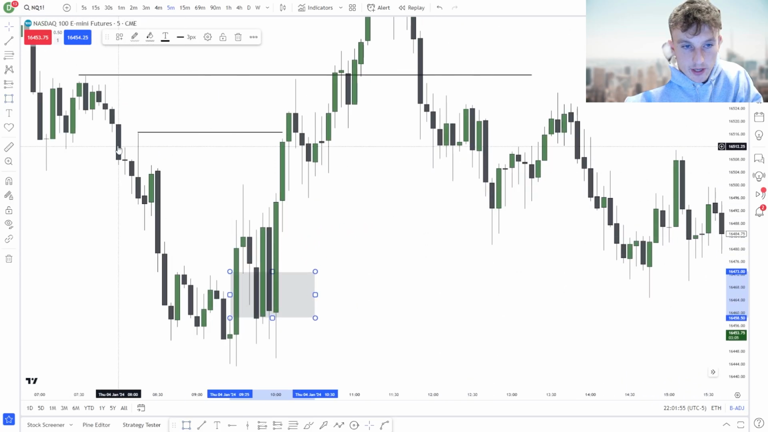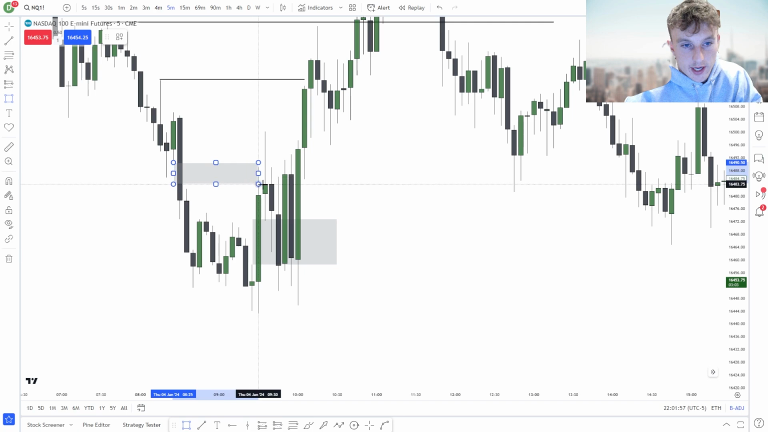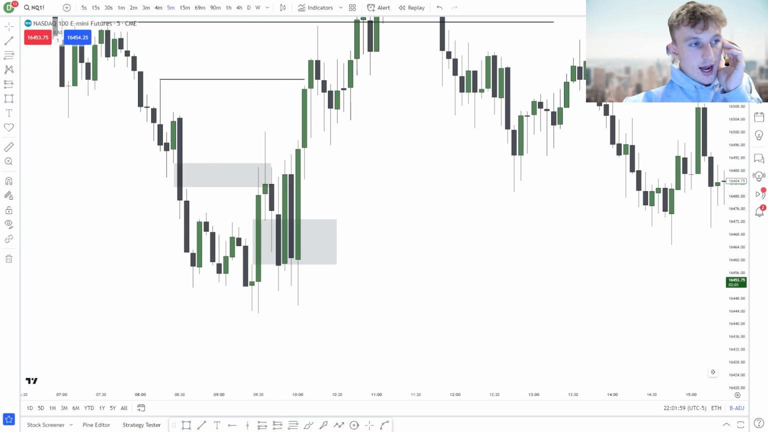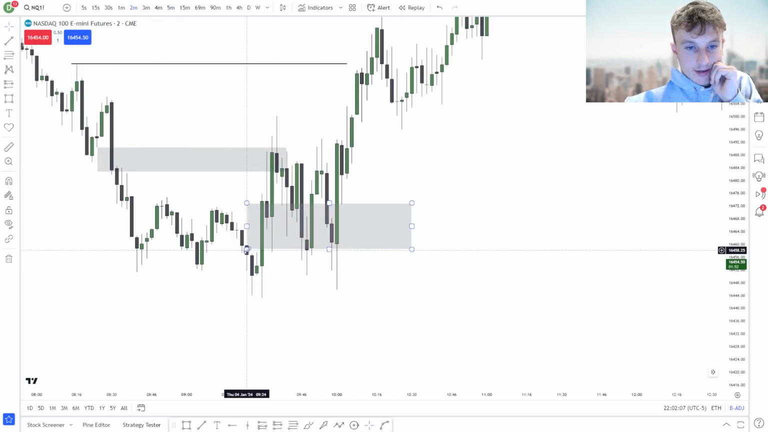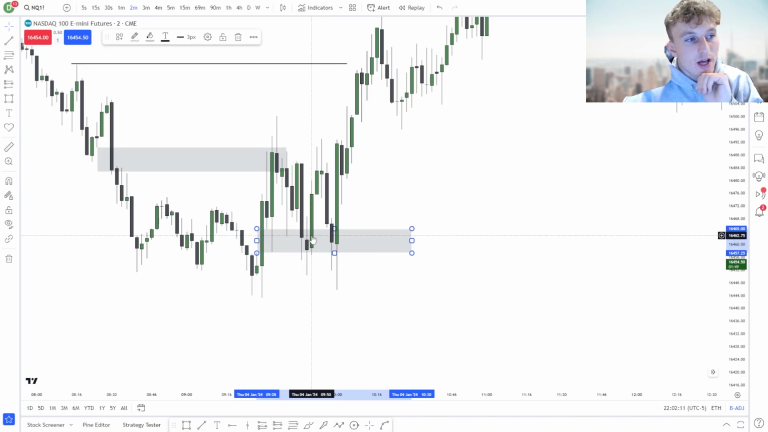And you can see we delivered out of this right here. So we delivered out of here. And I thought this was going to be a good short because we closed under. So I ended up getting stopped. However, if you look at the 2-minute, the 2-minute never closed under its fair value gap. You can see the bodies held. And this is why it was a loss.